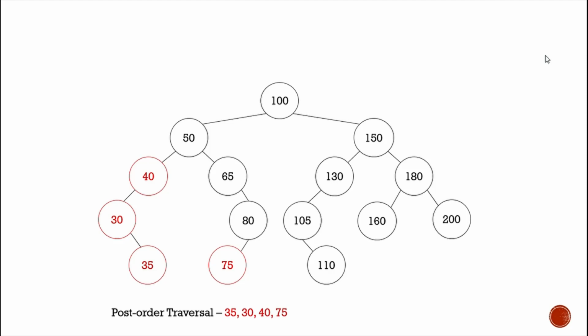Now we can see that the left subtree of 80 is done being visited. So we backtrack to 80, and now it tries to visit the right subtree of 80. But 80 doesn't have any right subtree. So now 80 is printed as it is the parent node here.